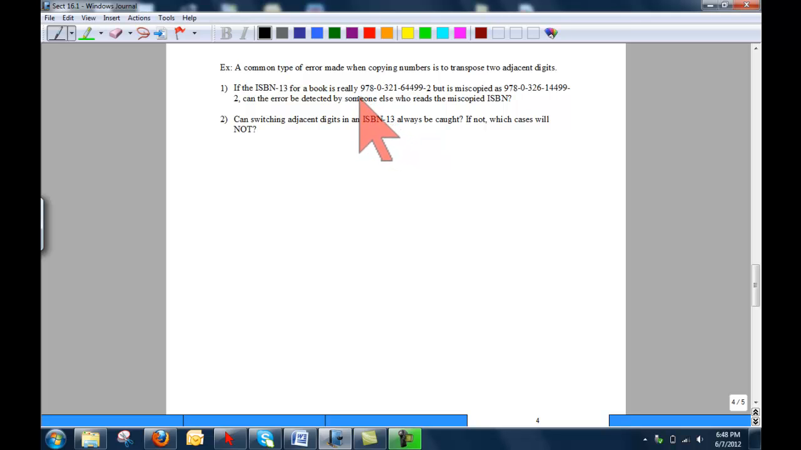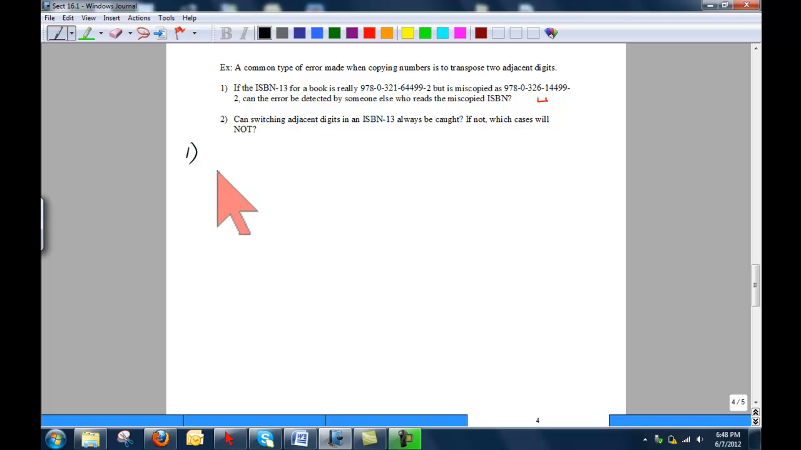So suppose this is the actual ISBN 13 for a book. And a librarian is copying this number by hand or maybe scanning it by a computer laser, and somehow two digits get swapped in their position. If you look at it, the 1 and the 6 interchanged positions. Everything else is the same. Well, can this error be detected?